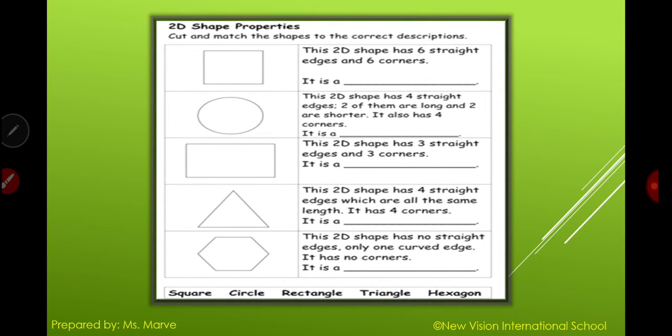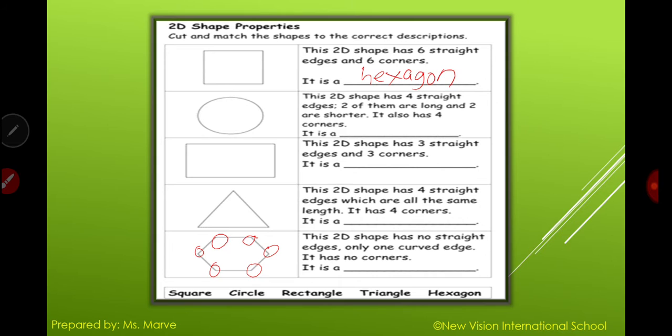Here, we are going to match. So we can look at the shapes and decide the answer to each question. This 2D shape has 6 straight edges and 6 corners. So which of these shapes has 6 straight sides? Okay, let's count this one. 1, 2, 3, 4, 5, 6. Very good. This shape is called a hexagon. You can write here, hexagon.